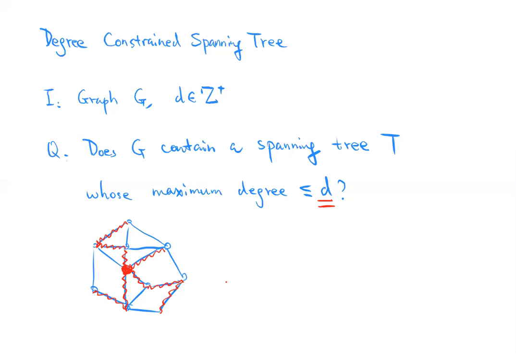Cycle, path. So actually, if we set D to be 2, then we get Hamiltonian path. Once the maximum degree is 2, the spanning tree looks exactly like this, which is a path. So Hamiltonian path is a special case.